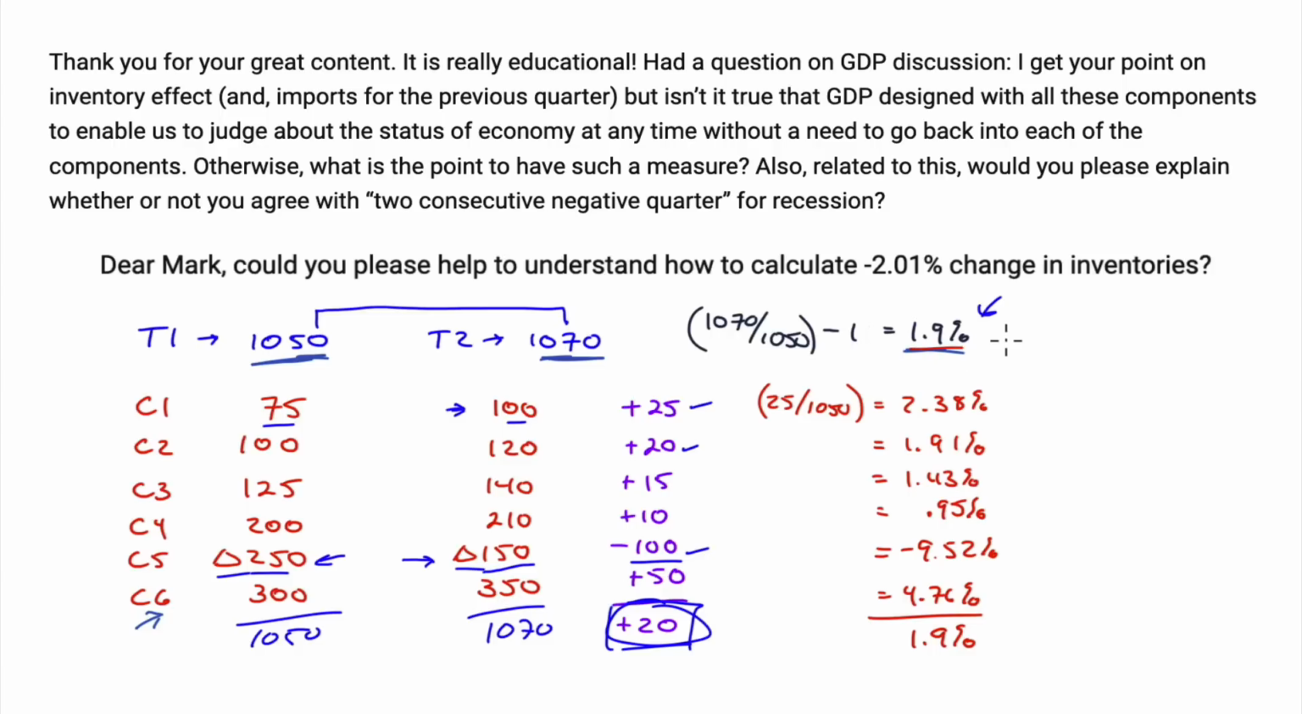So let's see if we can get to 1.9%. We take the difference divided by the beginning amount. So we can say that component 1 was responsible for 2.38% of the 1.9%. Component 2, component 3, component 4. Look at what this one here is. You have a negative. Again, inventories grew by 250, then they grew by another 150. Different growth rates, but for attribution, we have to get to a difference of 20. This was a result of negative 100, so it contributed negative 9.52% towards the 1.9, and component 6 was 4.76. If you add it all up, you get 1.9%.